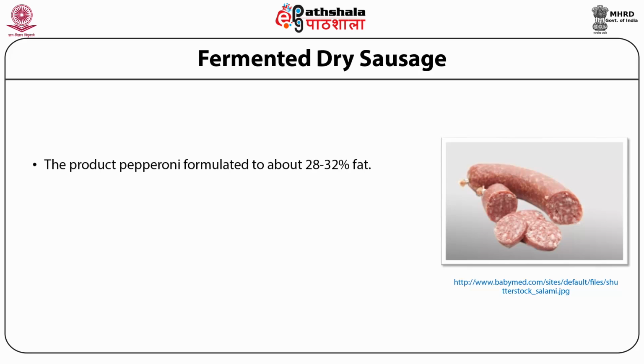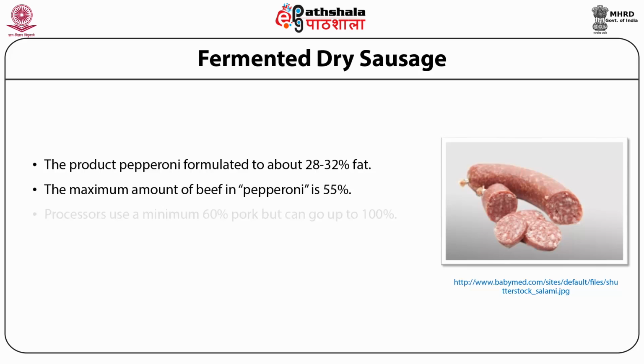The product is formulated to about 28 to 32% fat, figuring 68 to 70% final yield, considering a least cost formulation including predominantly pork with some beef. The maximum amount of beef allowed in product labeled as pepperoni and not beef pepperoni is 55%. Generally, most processors use a minimum 60% pork but can go to as much as 100% pork depending upon market, meat prices and if exported.